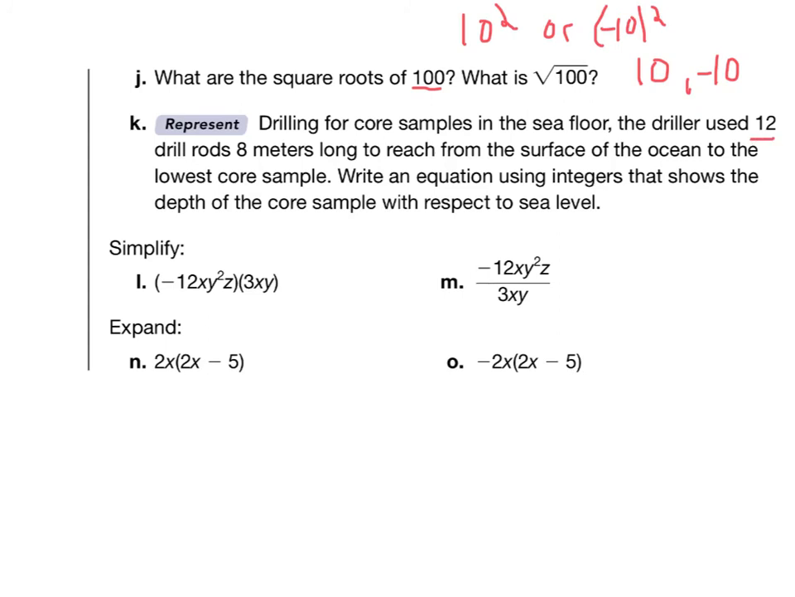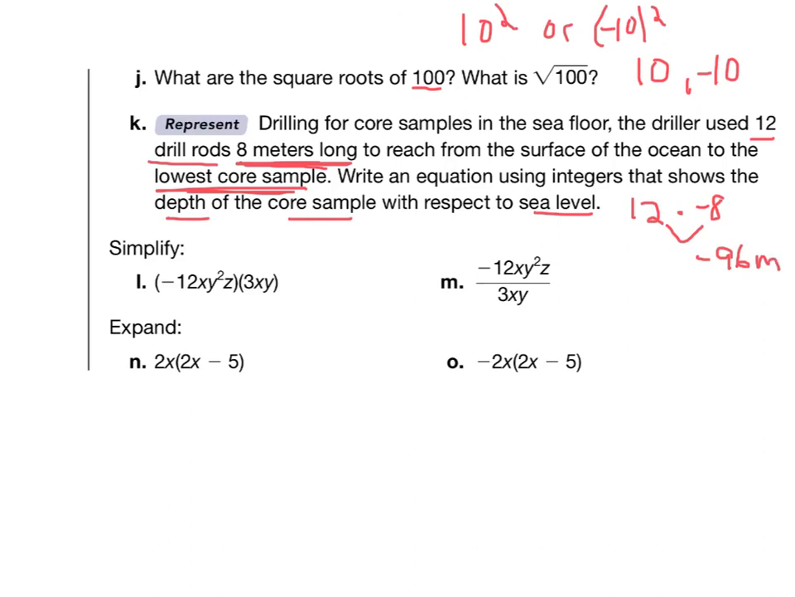Okay, drilling for core samples in the seafloor. The driller used 12 drill rods 8 meters long to reach from the surface of the ocean to the lowest core. Write an equation using integers that shows the depth of the core sample with respect to the sea level. So he's going to use 12 drill rods that are 8 meters long, but he's going down from sea level, so I think we multiply by a negative 8, because we're going to the lowest core sample. So one of these has to be negative. So you would get a negative 96. The depth of the core is negative 96 meters.